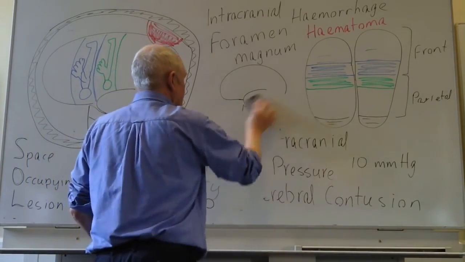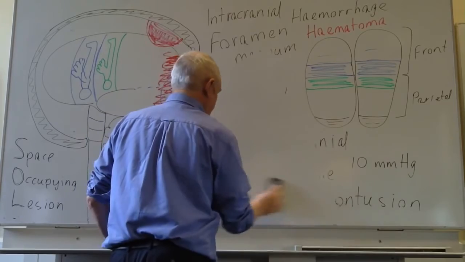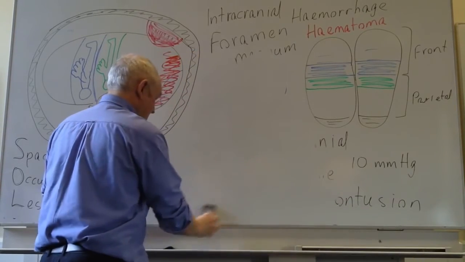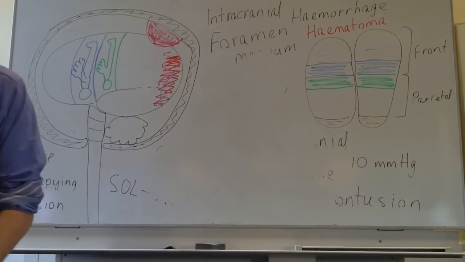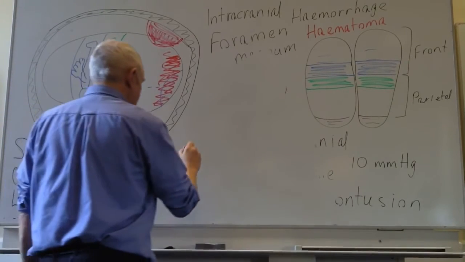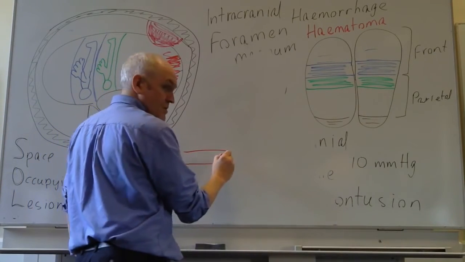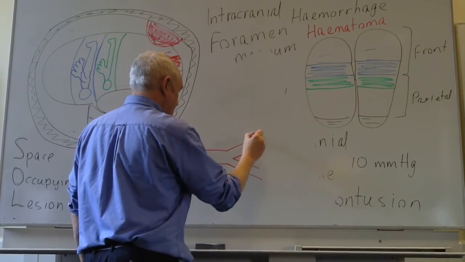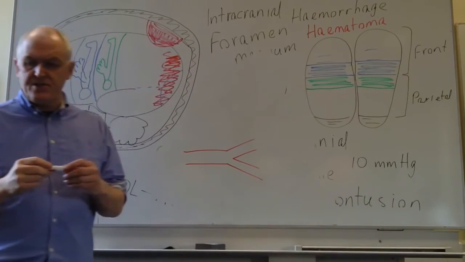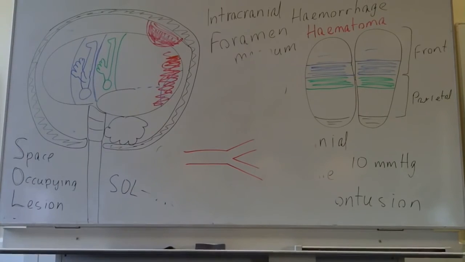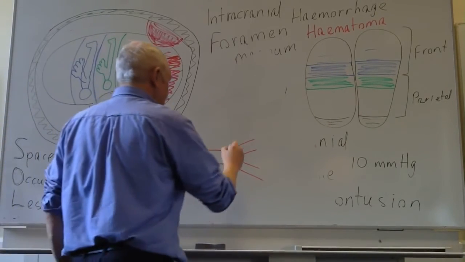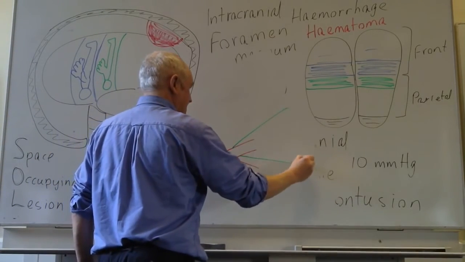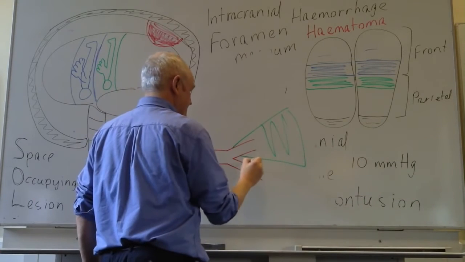So, let's think about... Let's imagine that this is a blood vessel here. And as we know, blood vessels divide to take blood to areas of tissue. So here's an area of the brain getting blood from this vessel.